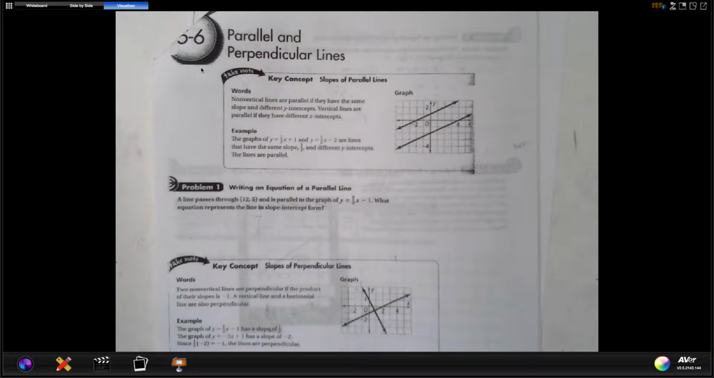Okay, 5-6 today, parallel and perpendicular lines. Let's get out the note packet.